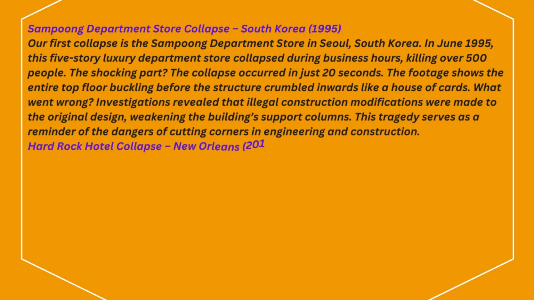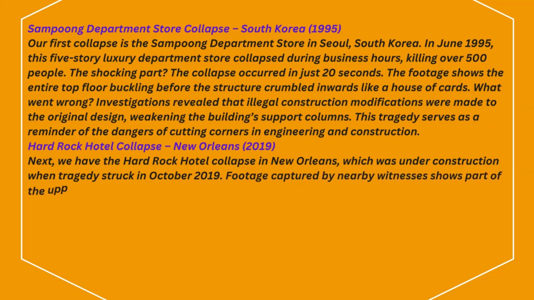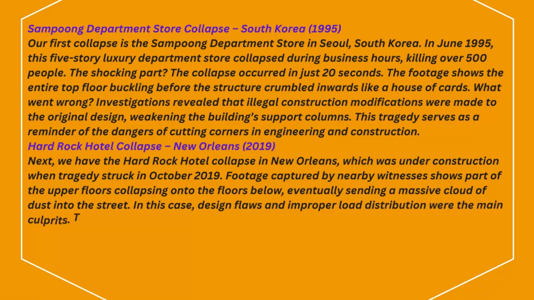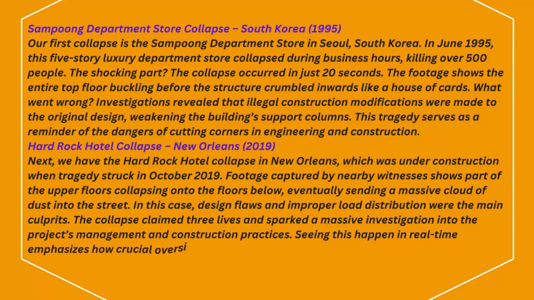Hard Rock Hotel Collapse, New Orleans, 2019. Next, we have the Hard Rock Hotel collapse in New Orleans, which was under construction when tragedy struck in October 2019. Footage captured by nearby witnesses shows part of the upper floors collapsing onto the floors below, eventually sending a massive cloud of dust into the street. In this case, design flaws and improper load distribution were the main culprits. The collapse claimed 3 lives and sparked a massive investigation into the project's management and construction practices. Seeing this happen in real time emphasizes how crucial oversight and safety protocols are, especially in large projects.